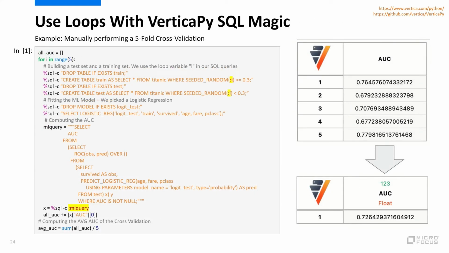You can even use, for example, loops or conditionals, and then use the variable of your loop directly in your SQL query. Here, for example, I'm doing a cross validation by hand, where I'm doing a loop in which I create some train and test sets, then I create a logistic regression, and then I'm computing AUC. And you can see that it can totally simplify the SQL usage compared to other SQL editors.